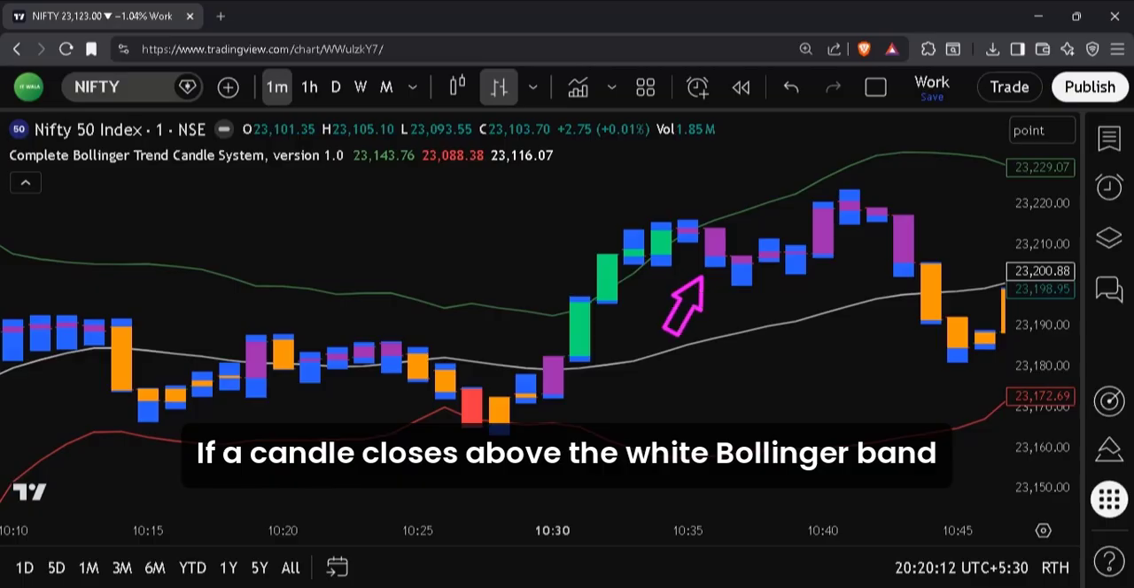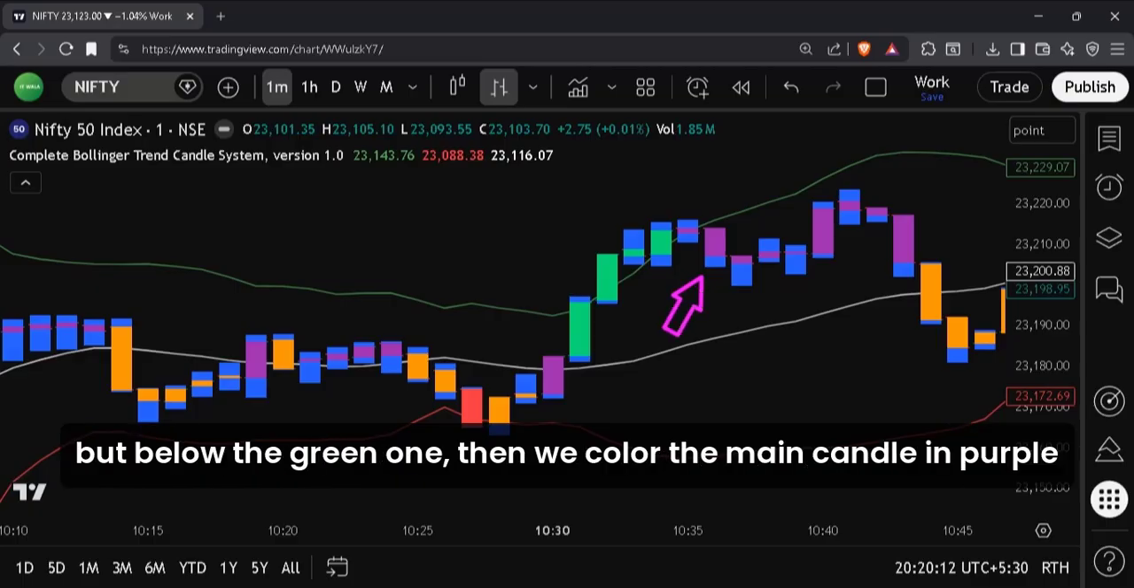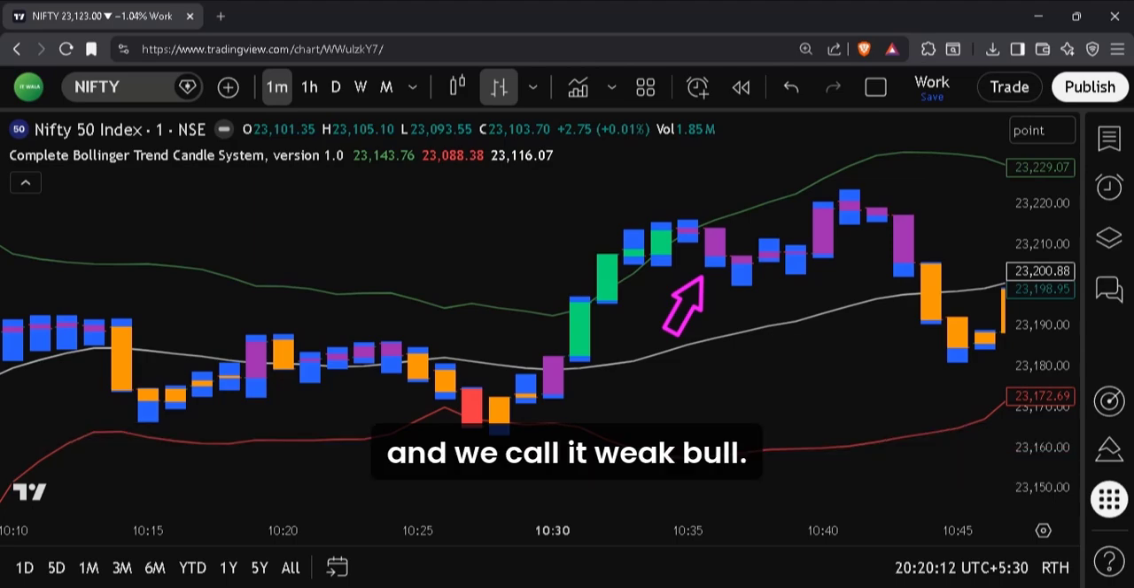If a candle closes above the white Bollinger Band but below the green one, then we color the main candle in purple. And we call it weak bull. It is bullish, but weak bullish.